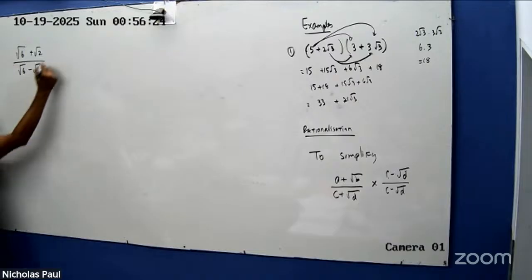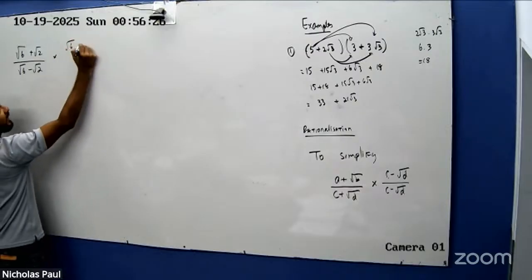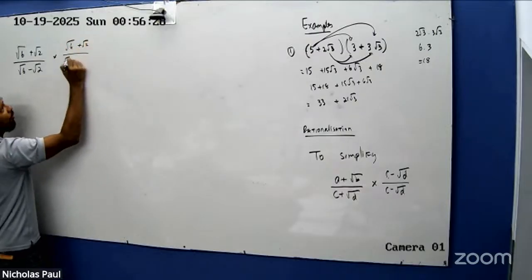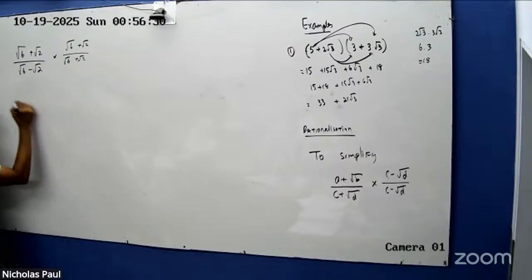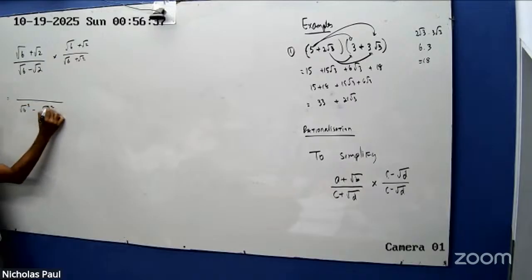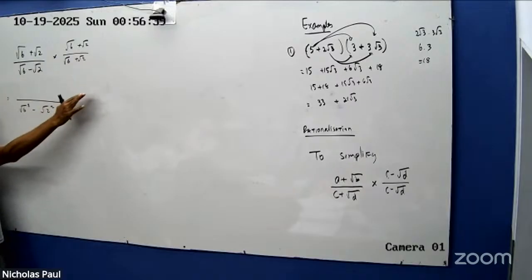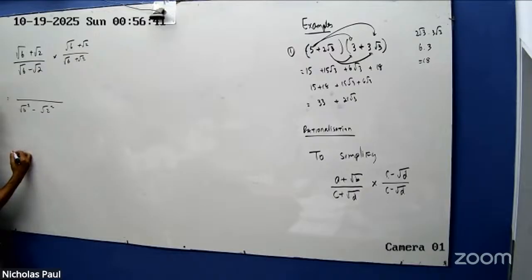Okay? So you multiply by root 6 plus root 2 over root 6 plus root 2. So your denominator is root 6 squared minus root 2 squared. There's no need to multiply it out, right? Right, everyone?